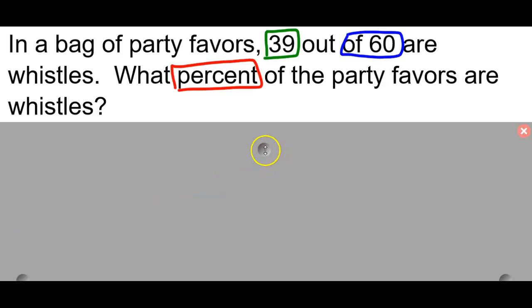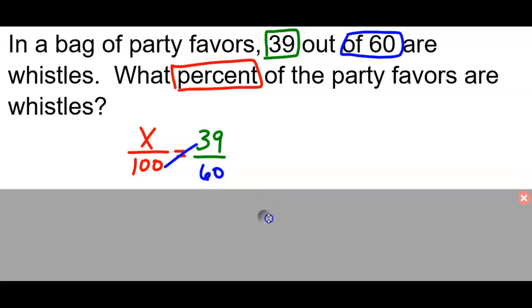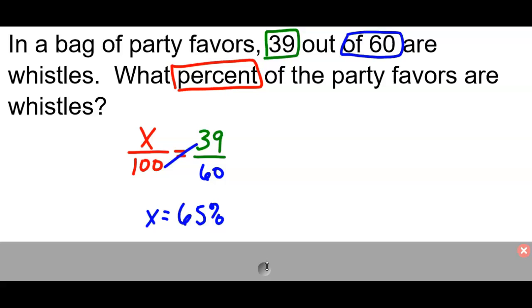So if you set up your proportion, you have your is over your of. You have x over 100 because I don't know what my percent is. And then I'm just going to cross multiply, get 3,900, and divide that by 60, and get 65%. That's all. That's all I have to do. I could have done that algebraically too.